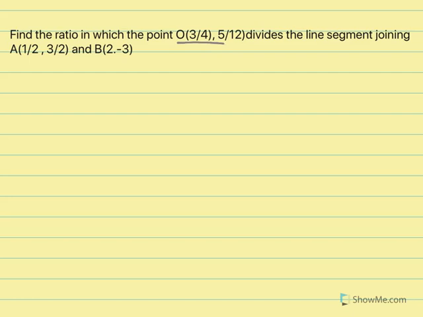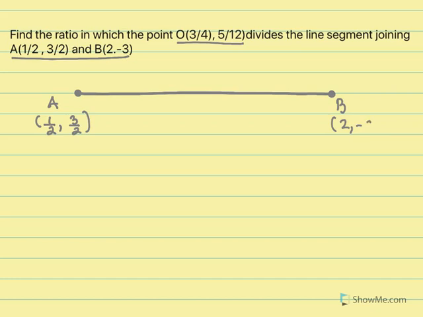Find the ratio in which the point O divides the line segment joining A and B. So let's draw. We have the line segment here with the two points A and B. We know A is (1/2, 3/2) and B is (2, -3). The point is in the middle here. This point is O, which is (3/4, 5/12). We have to find the ratio.